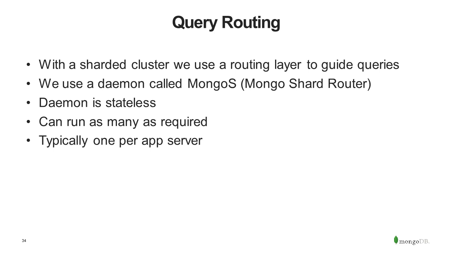So with a sharded cluster, we use a routing layer to guide queries. The daemon is called MongoS, and it's stateless. And you can run as many as you want, but typically you run 1 per app server.